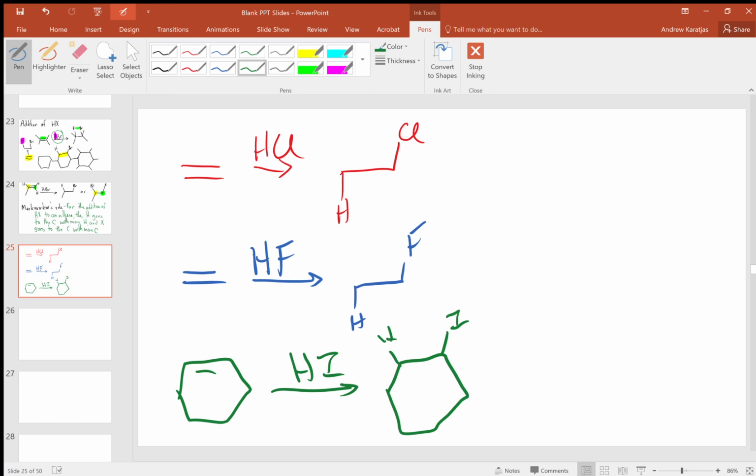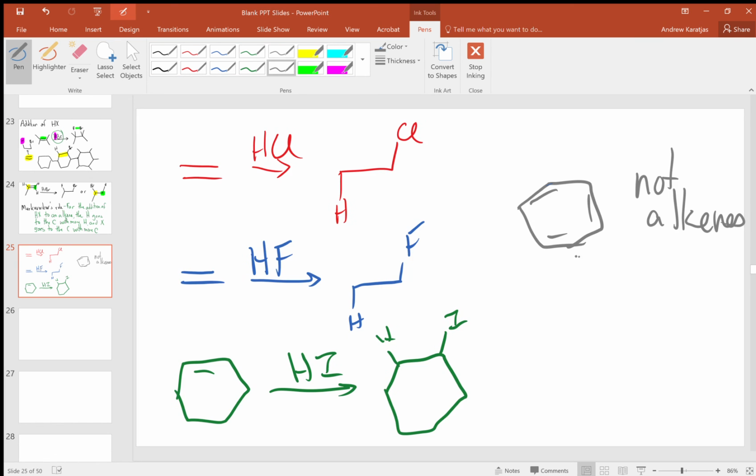Before we get to the next reaction, one last thing that I want to remind us of, and that's that aromatic rings are not alkenes. So if you were presented with a question like this, benzene plus HBr, aromatic rings won't react with HBr. They actually need much stronger reactants. And so what would happen here? Nothing at all.